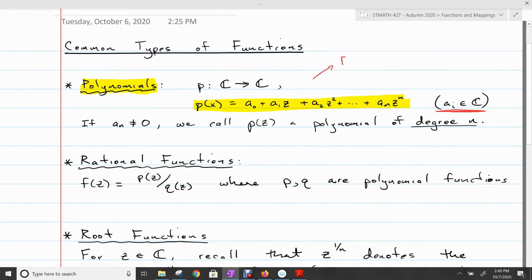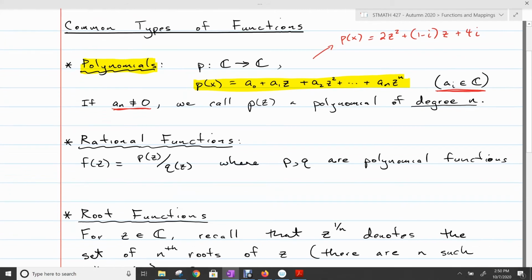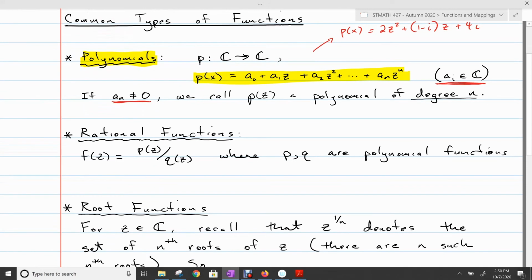So something like p of z equals 2z squared plus 1 minus i times z plus 4i would be a second degree polynomial. If a sub n is not 0, then you would say your polynomial is nth degree. The one in red I did there was a second degree polynomial because that was the coefficient of the highest degree term.